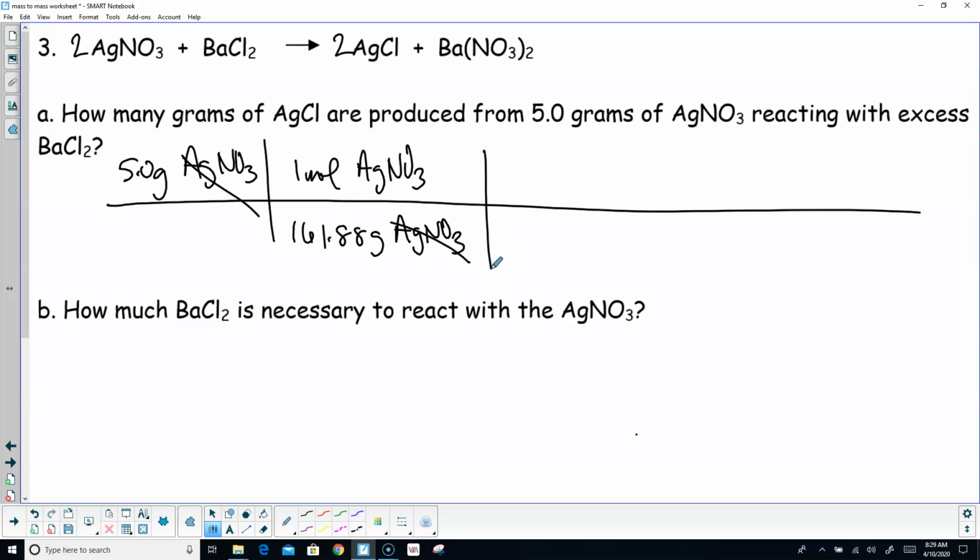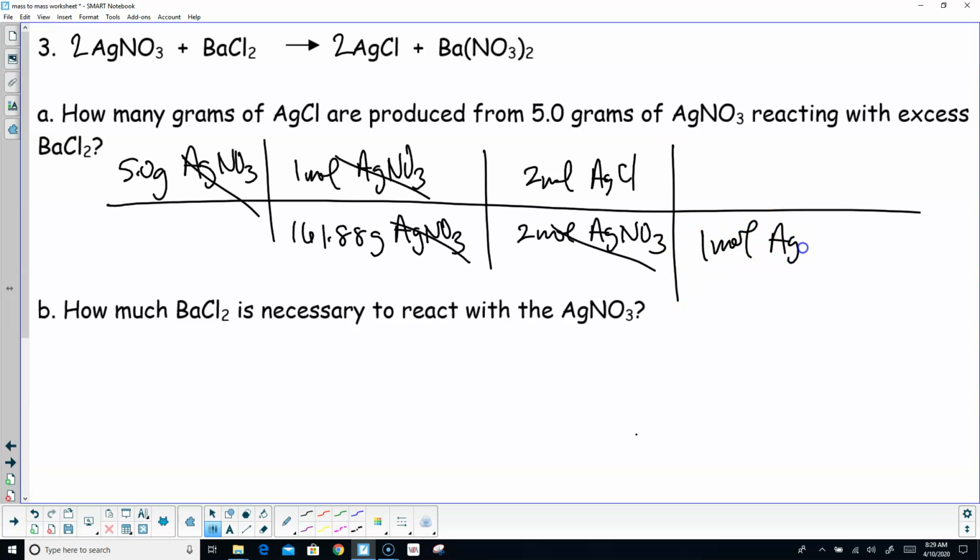I'm ready for my mole ratio. According to the balanced formula, for every 2 moles of silver nitrate, there are 2 moles of silver chloride, which is what we were asked to find. Now all I need to do is its molar mass. Once again, only 1 mole when you're doing moles and grams. For every mole of silver chloride, it should weigh 143.32 grams. Moles cancel. 5 times 143 divided by 161. When I do that, I'm just going to round it, 4.2 grams silver chloride. 2 sig figs.